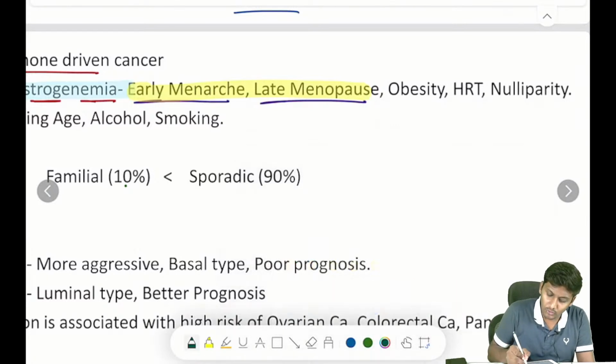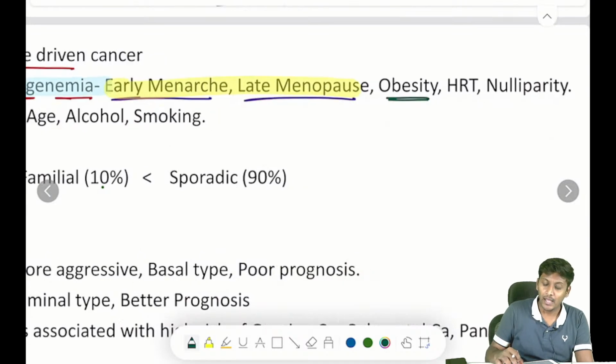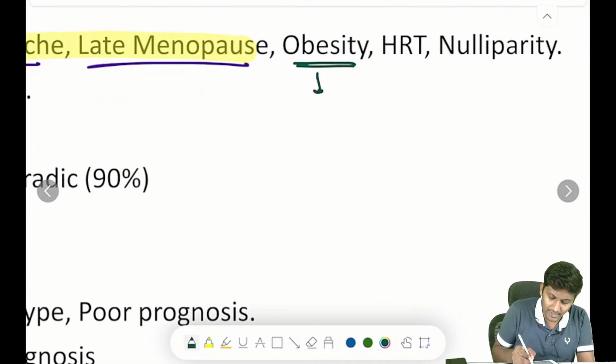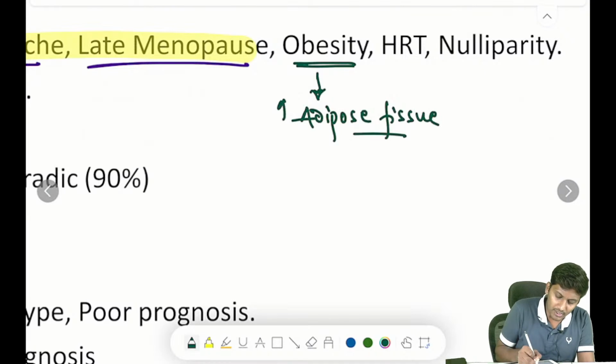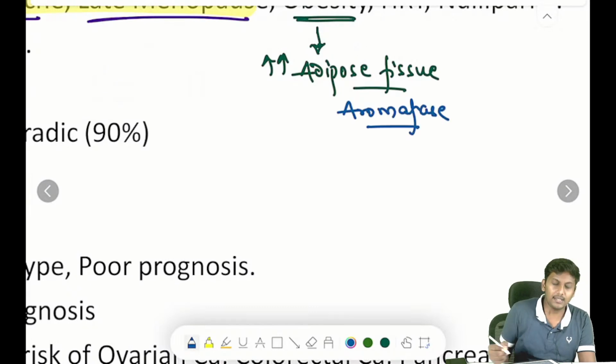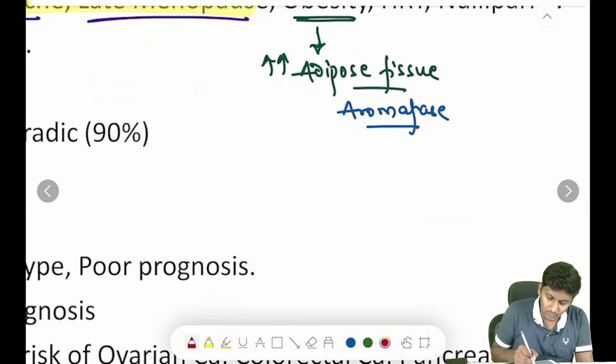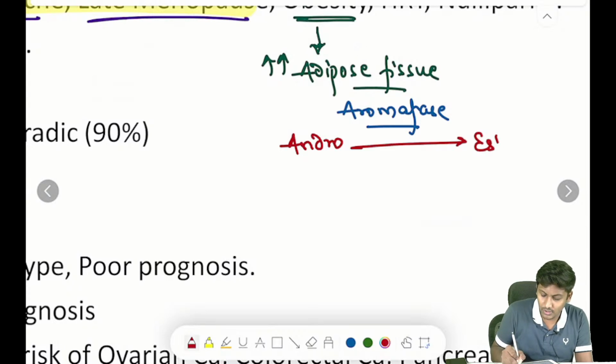Next is obesity. Now why is obesity a risk factor and why is it causing hyperestrogenemia? I hope all of you are quite aware that if a patient is obese, the patient will have more amount of which tissue in the body? The patient will have a lot of adipose tissue in the body, and this adipose tissue contains an enzyme known as aromatase. What is the aromatase going to do? This aromatase is going to convert your androgens like testosterone into your estrogen.